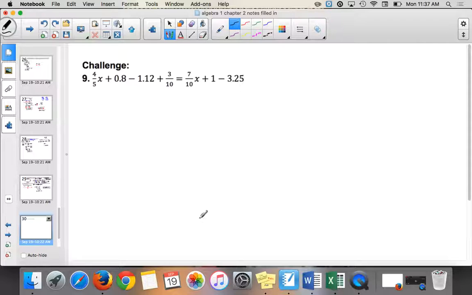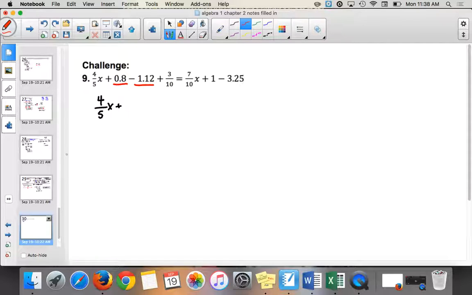So if you're changing everything, you would have 4/5 x plus 8/10, right? Minus 1 and 12 hundredths. Oh, that's a little bit harder. Wait, can you simplify it? Yeah, you can simplify this. Do you want to simplify those numbers first? Yeah, sure, 'cause they could all go into 10. All right, so what do you want to do? But then here it'd have to be 100.